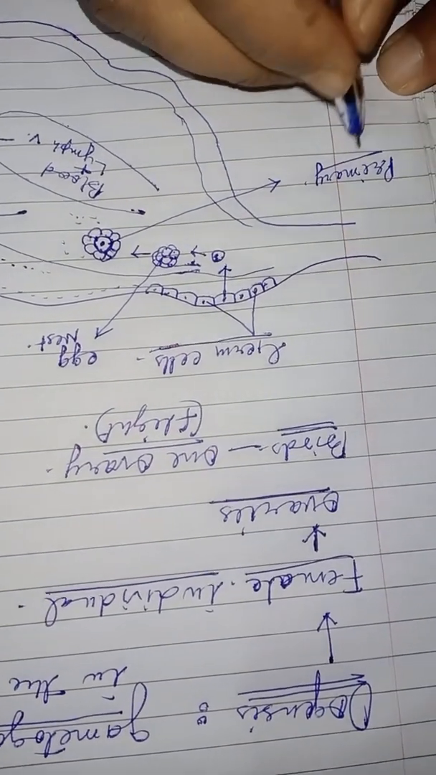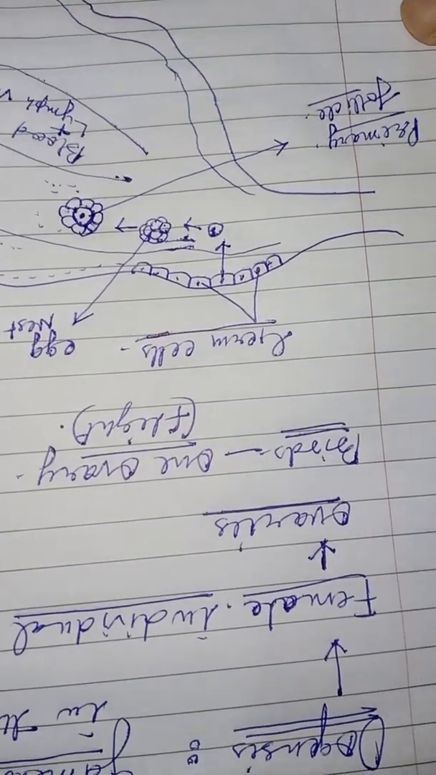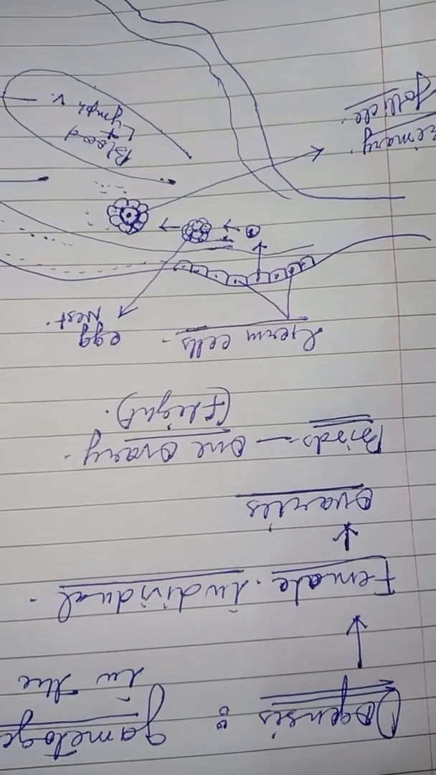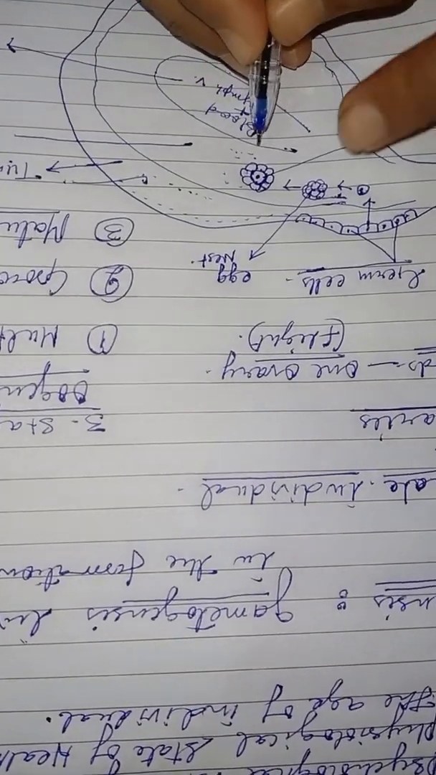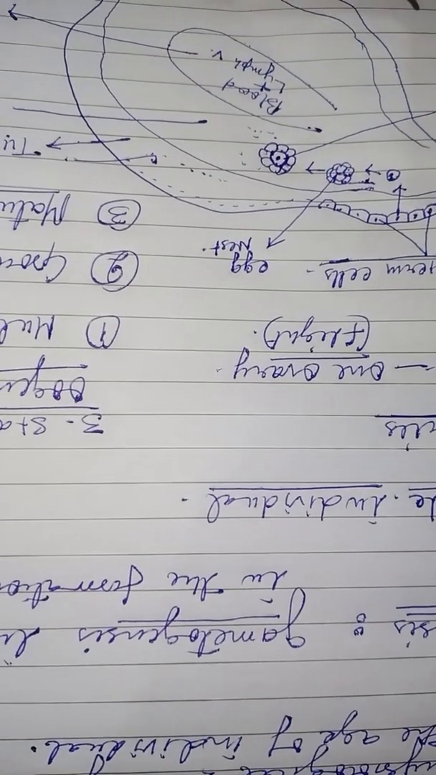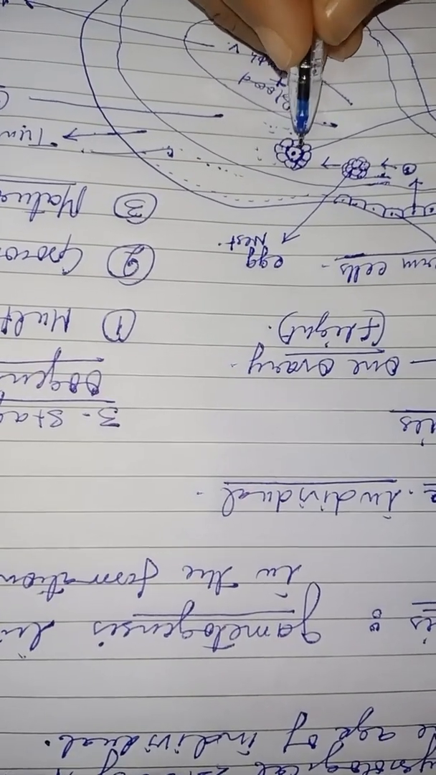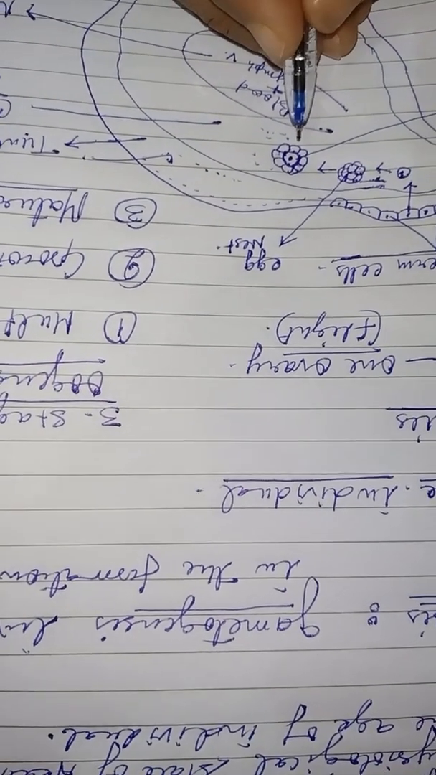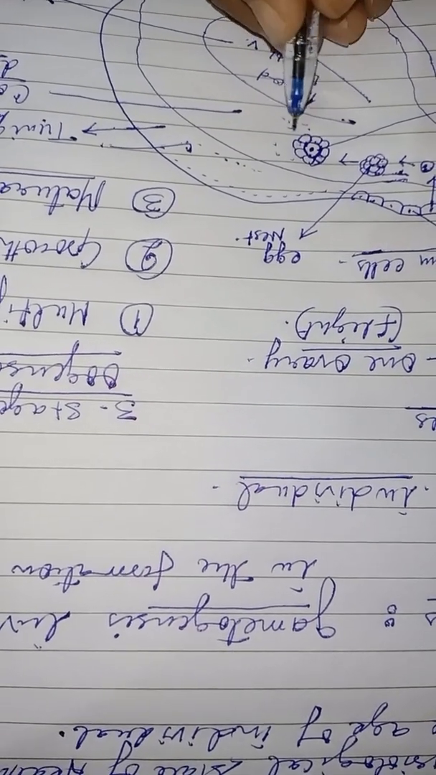We call it the primary follicle. So this is the primary follicle. Now the primary follicle consists of what? The large cell which is destined to form the ova, surrounded by the follicular cells. These are the follicular cells.